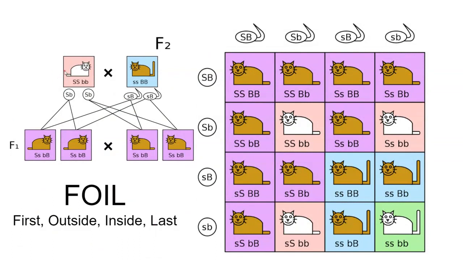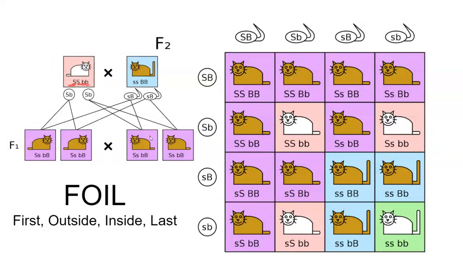So if I am crossing these 2 cats, I'm going to take the first of both traits. So I'm going to take the capital S and the lowercase b. Then I'm going to take the outside, which is lowercase b and capital S. Then I'm going to take the inside, which is going to be capital S lowercase b, and then I'm going to take the last, which is capital S lowercase b. So if I FOIL this cat, I actually end up with this heterozygous cat right here. This is your F1 cross.